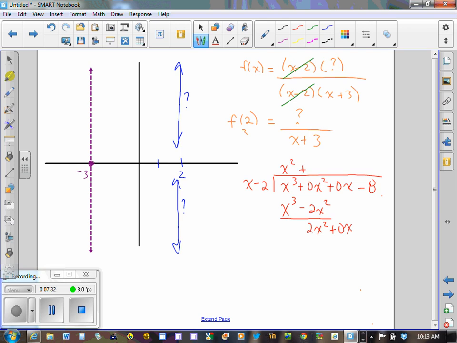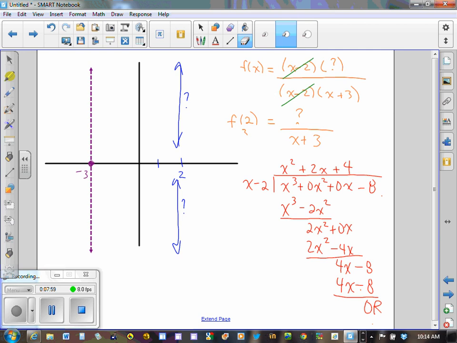So the next term will be positive 2x. Subtracting negative 4 from 0 gives us positive 4. Bringing down the minus 8 means that the final term will be positive 4. So here we have 4x minus 8 with a 0 remainder. That's good news. So where we see the question mark from above is where we will insert the expression for our quotient, which is x squared plus 2x plus 4.